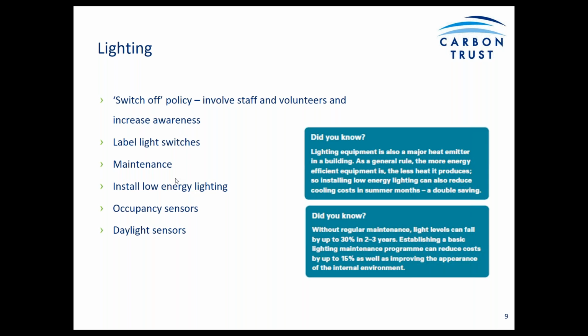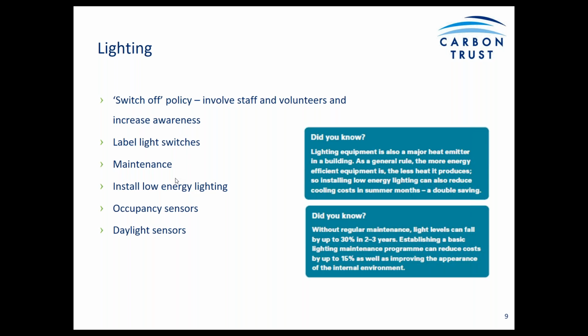Occupancy sensors might be something else to consider. These essentially will regulate the lighting depending on the occupancy levels of the building. And these can be particularly useful in areas which may be unoccupied for most of the day. So say, for example, storerooms, toilet facilities, or even meeting rooms can quite often benefit from occupancy sensors.